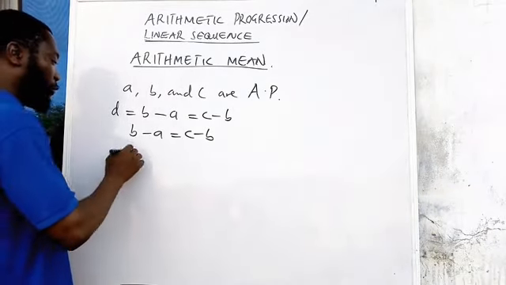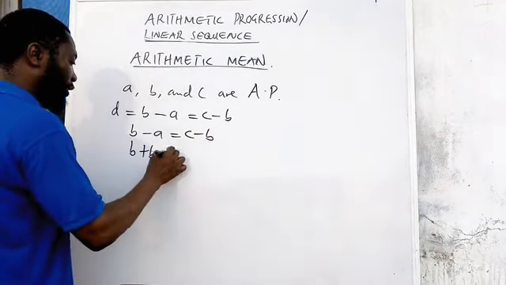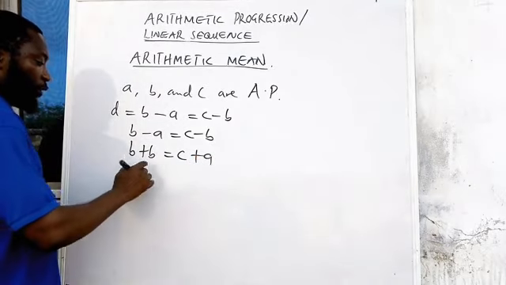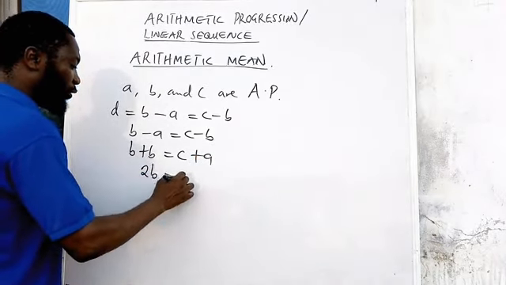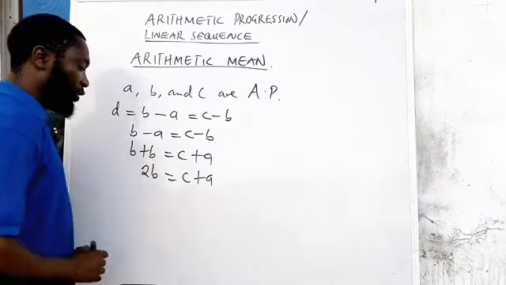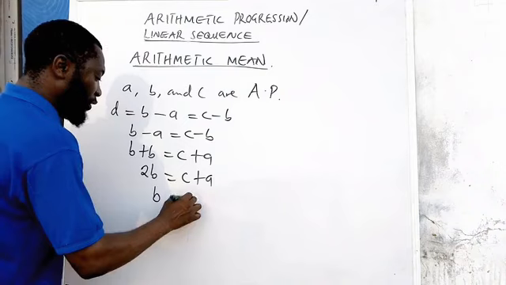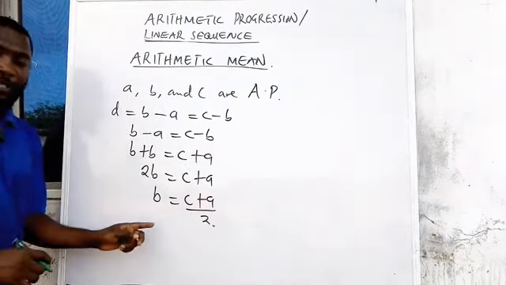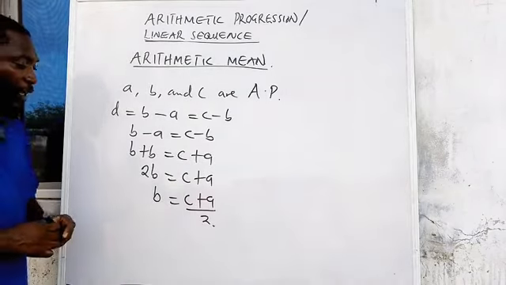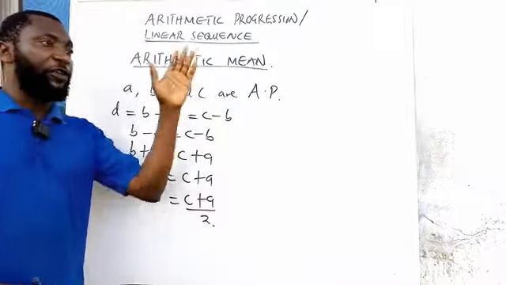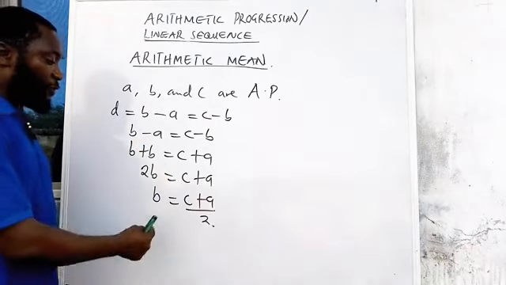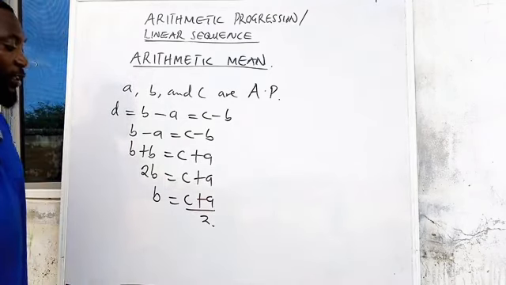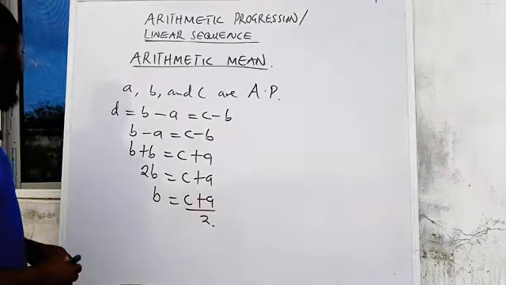Collect the like terms, so we have B plus B equals C plus A. Now 2B equals C plus A, meaning our B will be (C plus A) over 2. This is the arithmetic mean. Meaning when we are given two terms of an AP and asked to find the term in between the two, you can easily use this formula to calculate the arithmetic mean.